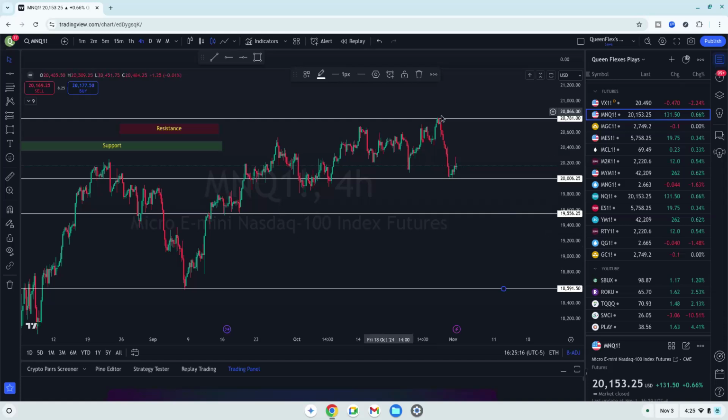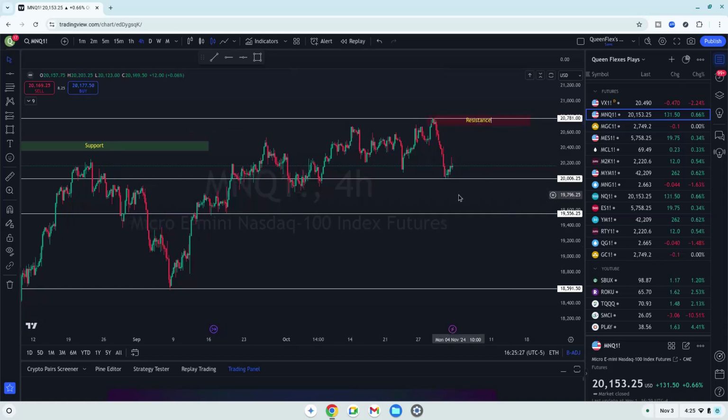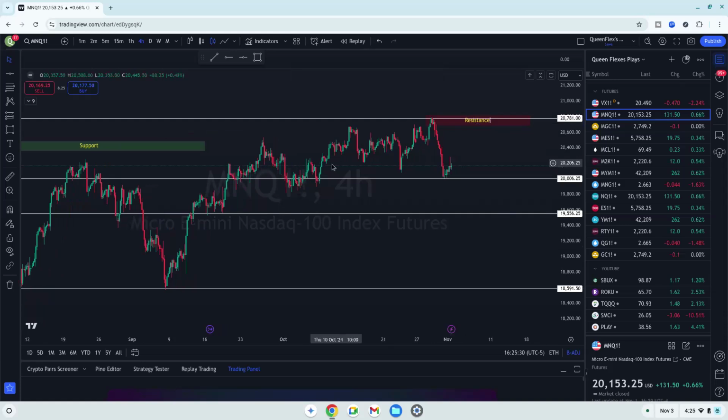Once you put these lines in, if you want, like I have these boxes that say resistance, you can go in and put those in if you want. It's just the lines are easier, but it doesn't matter. It's all the same thing. It's an area that has been rejected or tested a few times and is either going against it or with it. So it could either be a box or it could be a line. It does not matter. So those are my levels, which are right here on the right hand side of MNQ. I will leave it here for a second so that you can see it.